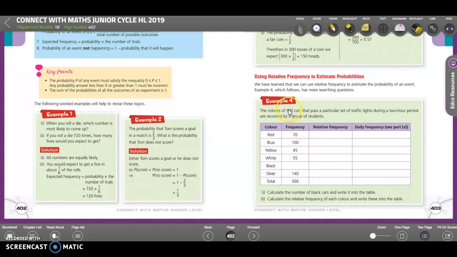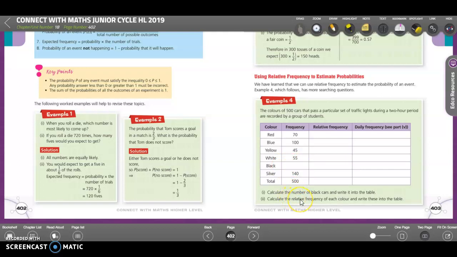Okay, so what they've done here is they've actually collected data. So they've stood there, they've counted the color of 500 cars, and they're going to get the relative frequency of each color. Okay, so of the 500 cars that went past, 70 are red, 100 blue, 45 yellow, etc. First thing I'm asked to do is the number of black cars. Well, I'm told it's 500. Black is the only one that's missing, so just fill in the missing number there. That makes it add to 500.